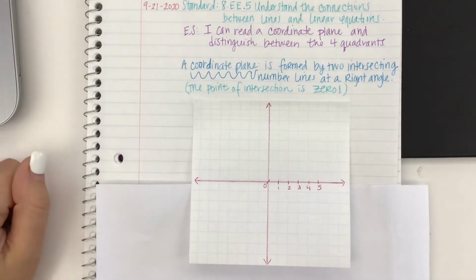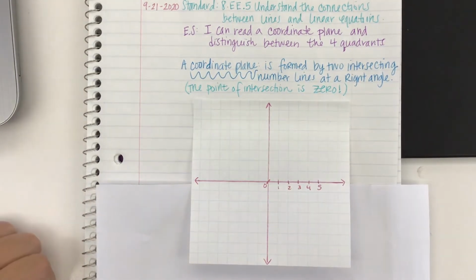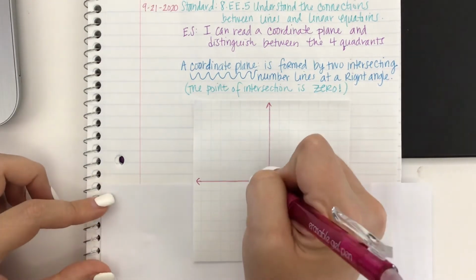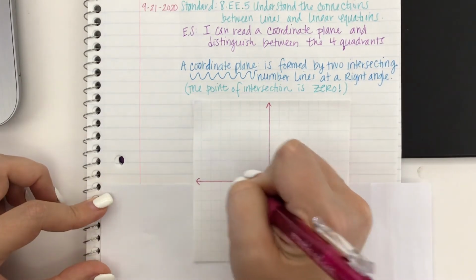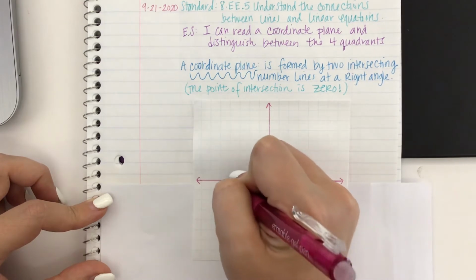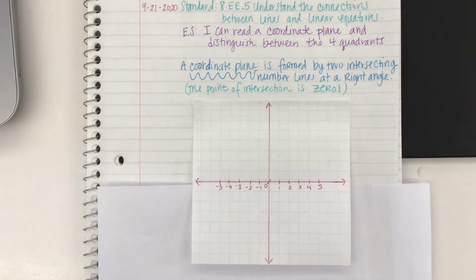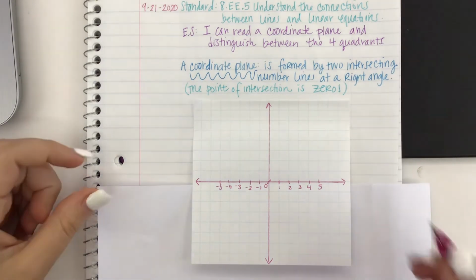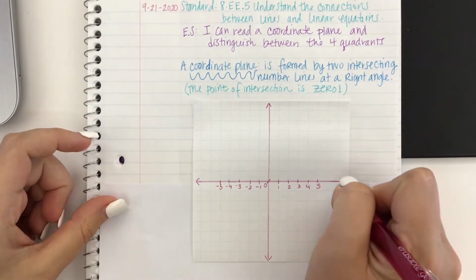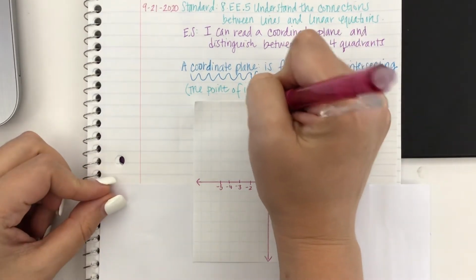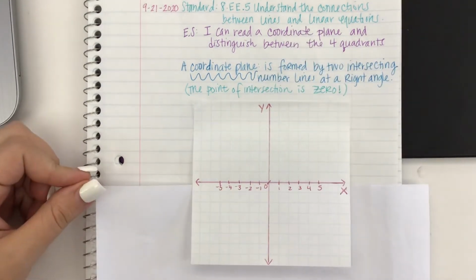So look how evenly spaced this is, okay? You don't want to have units all over the place, okay? You want to evenly space out your units. And then going to the left, we have -1, -2, -3, -4, and -5. Okay, again, we'll just go up to 5. So the horizontal line is actually called our x-axis, and the vertical line is the y-axis.